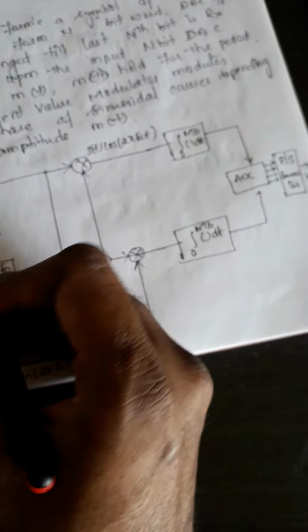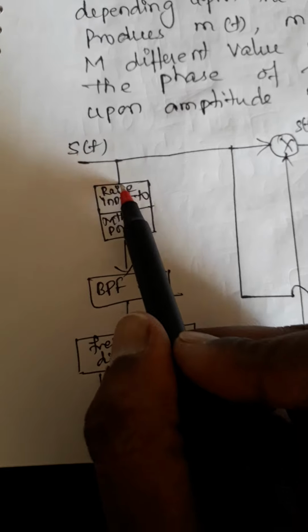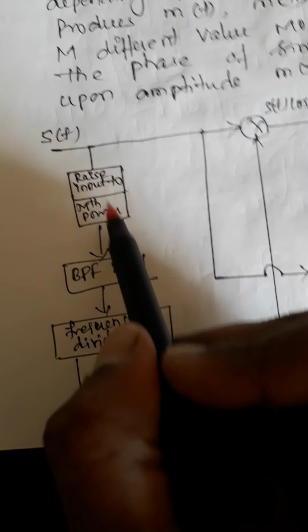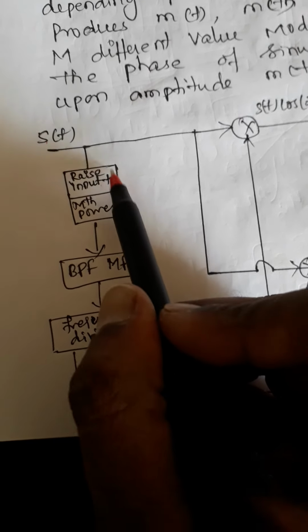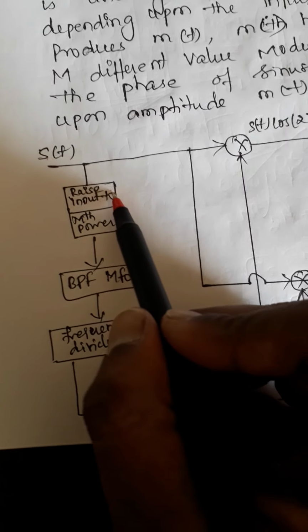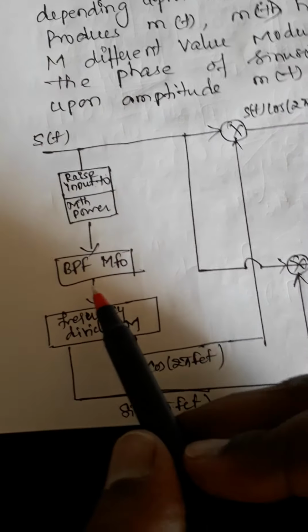So what happens when you get the signal here? What I am going to do here is raise the input to the Mth power, meaning I am going to square the input. Is that clear? I am going to get a frequency of M into fb. So what happens? I have to put a filter at M fb, a band pass filter.